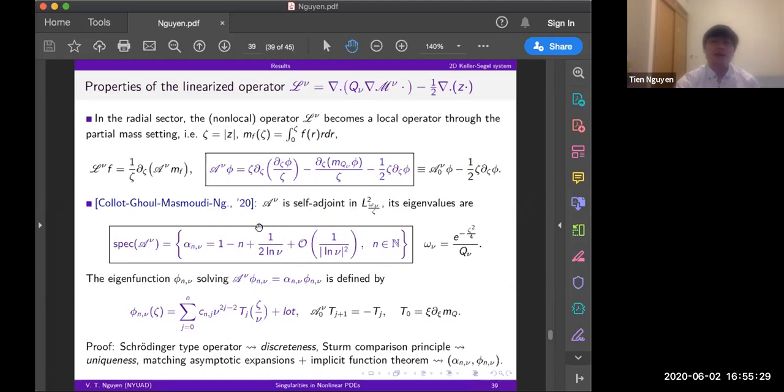And to compute precisely the eigenvalue, we need to rely on some sort of matched asymptotic expansion plus the implicit function theorem to compute precisely the eigenvalue.